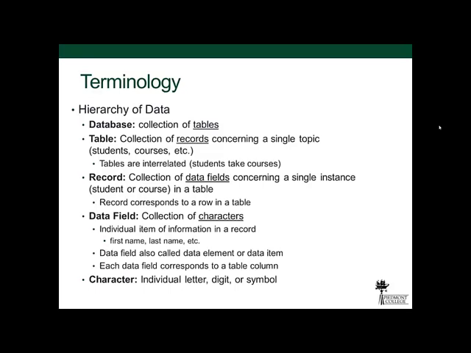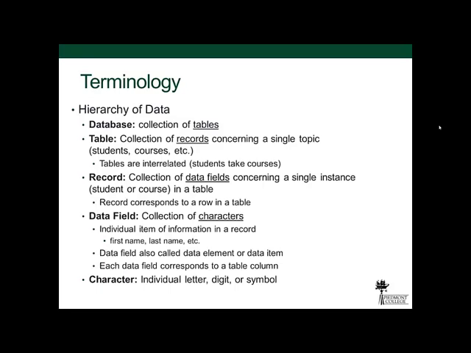Tables are often interrelated. For instance, students take courses, so the courses table and the students table are related. A record is a collection of data fields describing a single instance in a table, such as a single student or a single course. A record corresponds to a single row in a table. A record is a collection of data fields, and a data field is a collection of characters, with a character being a single symbol, letter, or digit.